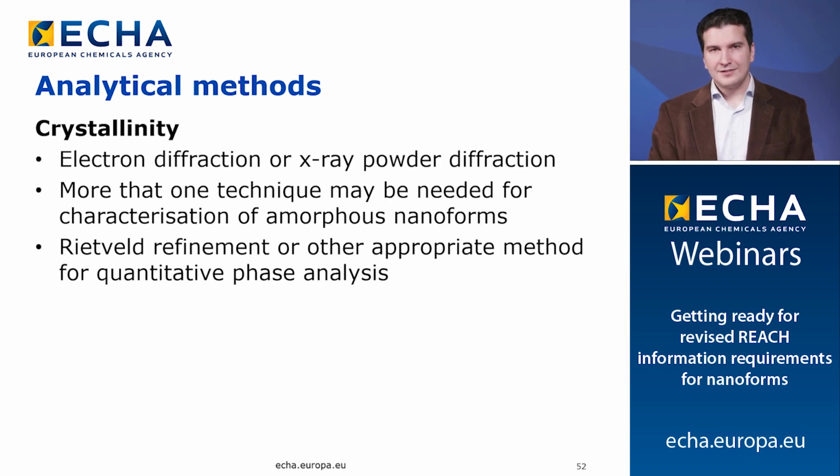As for crystallinity, we ask you to provide information on electron diffraction or X-ray powder diffraction. In some cases, for example, if you are characterizing amorphous nanoforms, you may need information from more than one technique. And then you need to report some information for quantitative phase analysis, and you need to provide basically the most appropriate information that you have or you can obtain for your specific particle.